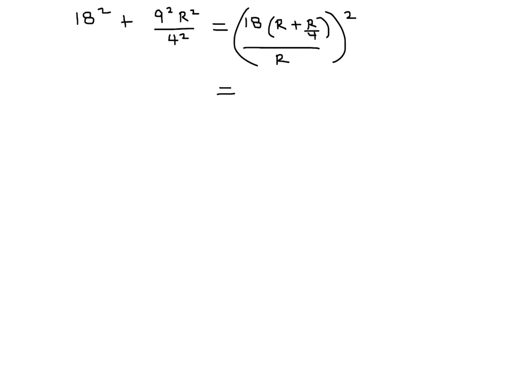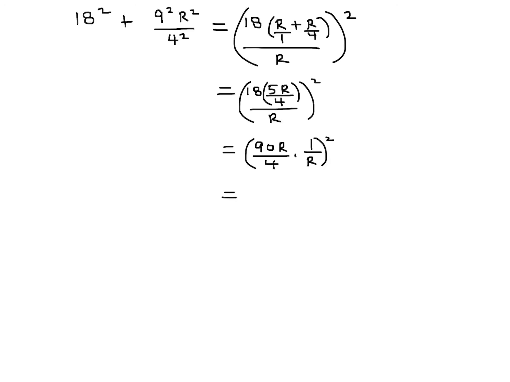Okay, so this is the equation that will help us figure out r. So let's see what we have here. We've got r over 1, r over 4. That will give me 5r over 4 times 18 over r, all squared. And that gives me 90r over 4. Invert and multiply, and it'll be 1 over r, all squared. And the r's cancel, so that just makes 90 squared over 4 squared. Okay? And then over here, I've got 18 squared plus 9 squared r squared over 4 squared.